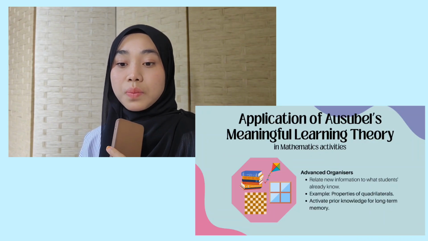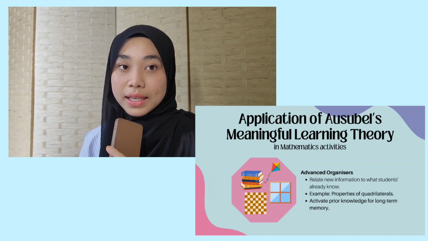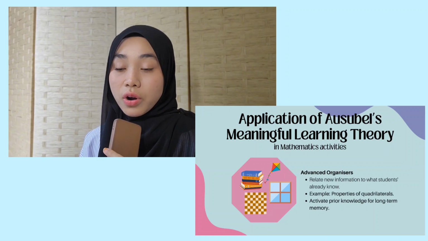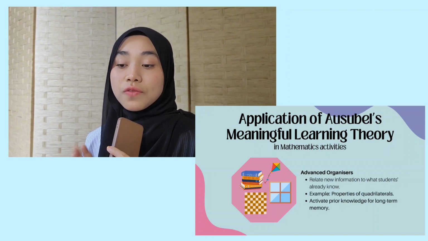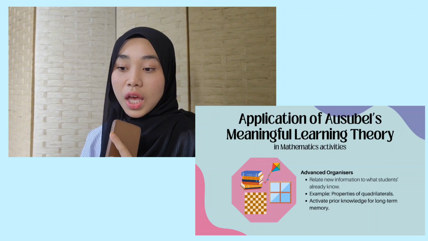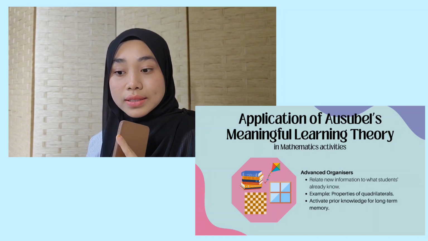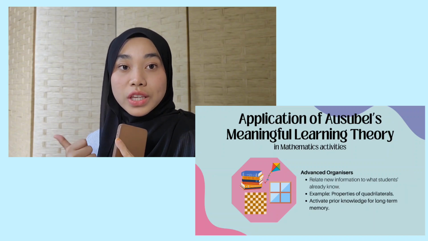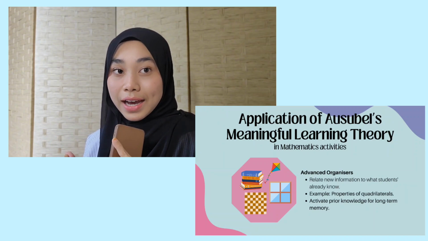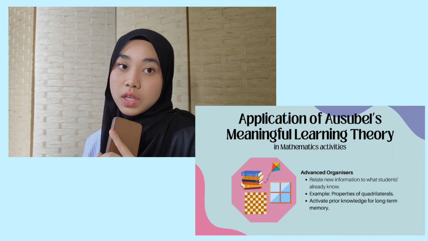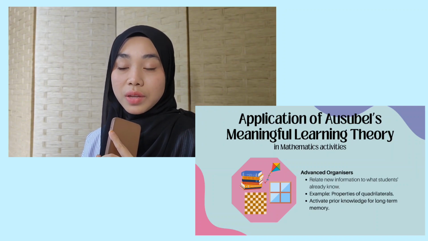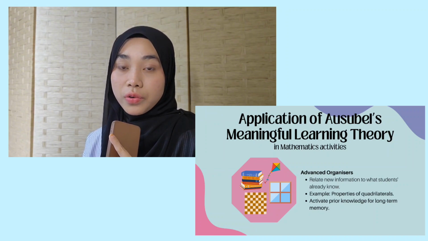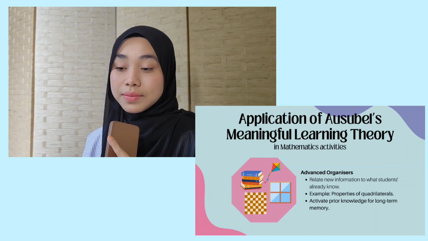Application of Ausubel's meaningful learning theories in mathematics activities. Before teaching a new topic, teachers can use advance organizers to help students relate new information to what they already know. Before introducing types of quadrilaterals, the teacher can show pictures of real-world objects such as windows, tiles, books, and kites, and ask students what shapes they notice. This helps activate prior knowledge of rectangles and squares before discussing properties of parallelograms, rhombuses, and trapezoids.